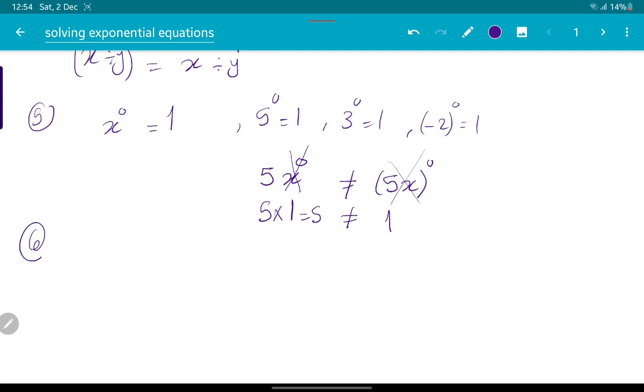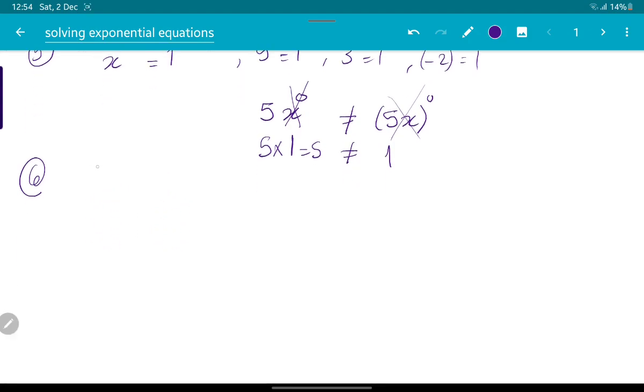Number 6, if we have a negative exponent, for example, x power negative 3, this will be flipped and change the sign of the exponent, and this will be 1 over x power 3. So this will take us to the next property. When we have base to power negative a, this will be flipped to 1 over x power a.